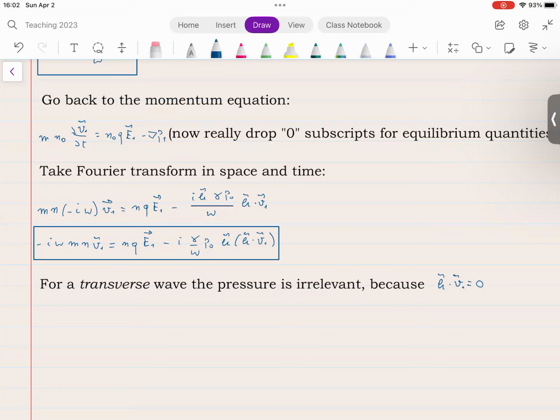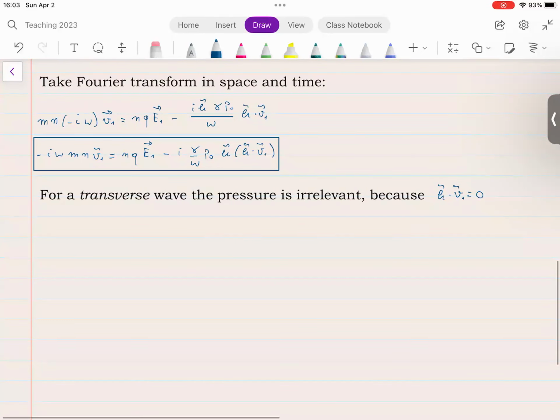So that tells us that for transverse waves, we have behavior that we already know. It's the same behavior as we had in the cold case. A transverse wave in a warm plasma behaves exactly in the same way as a transverse wave in a cold plasma. Great result, and we need to spend all this time to find out that the modification we did really doesn't matter. Well, it doesn't matter for transverse waves, but that's not the end of the story.